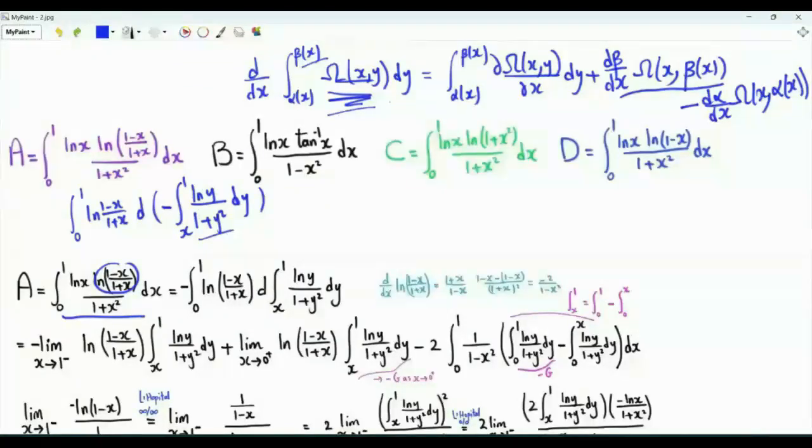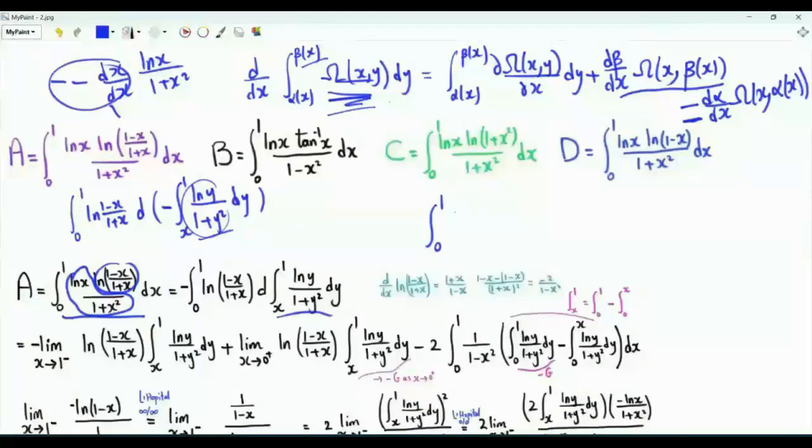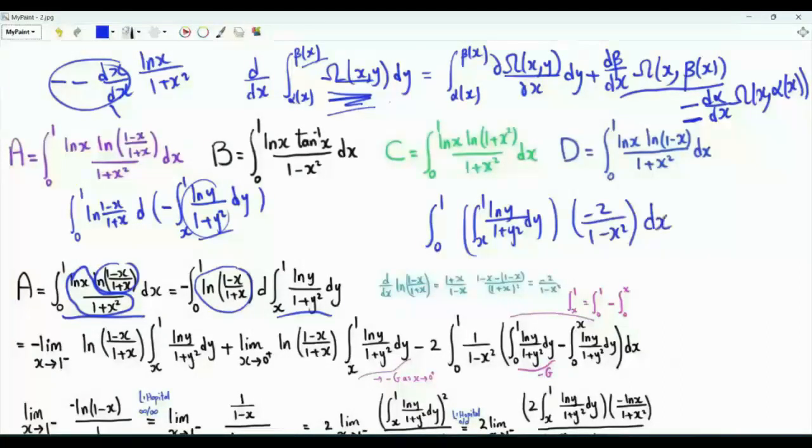If we apply this rule here, x is not in the integrand, the upper limit of integration is a constant. So what we have is minus, this minus here, then another minus dx by dx, then ln x over 1 plus x squared. This is 1. We get this part here. Now we carry out the integration by parts. We will have an integral from 0 to 1, then this integral here from x to 1 ln y over 1 plus y squared dy. And then we need to differentiate this function of x. And when we do so, we get minus 2 over 1 minus x squared dx.